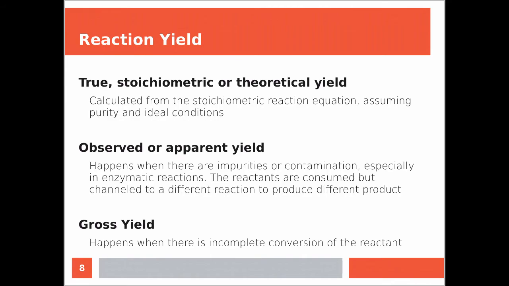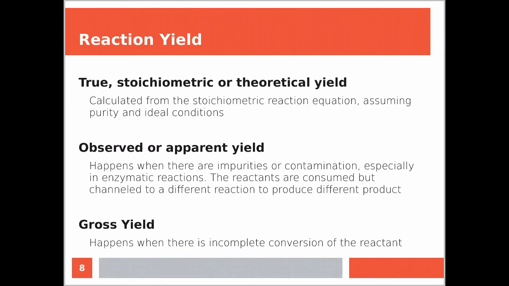So the true stoichiometric or theoretical yield, as I said, is the most ideal. So you assume purity and ideal conditions, and then you have your observed and apparent yield. It happens if you have two simultaneous reactions occurring. It's very difficult to purify. There are impurities in your enzymes or in your reaction itself, and there are byproducts that occur. And then you have the gross yield.